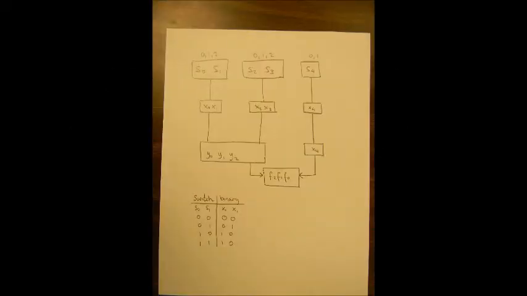For the second part, I did the 2-2-1, so I combined S0, S1, S2, and S3, and then S4 is a bit by itself. For S0, S1, S2, and S3, it counts up to 2, so 0, 1, and 2.